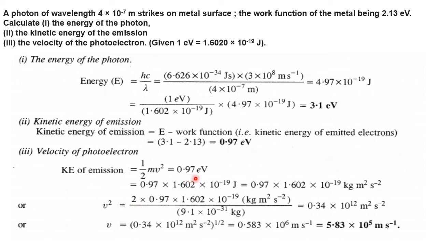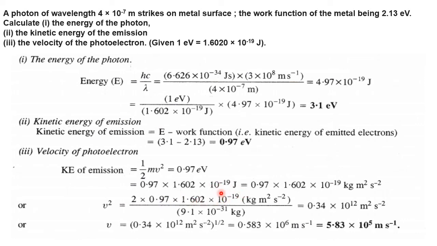So please convert it into joules. Why joules? Because we have to take the mass of electron in kilograms. That's why please convert it. So 1 electron volt equal to this much joules. Then 0.97 electron volt equal to how much? 0.97 into 1.602 into 10 to the power minus 19 joules that I have taken here. So 2 into kinetic energy in terms of joules.